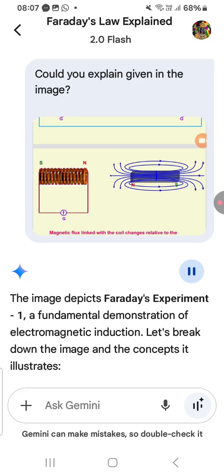The image depicts Faraday's experiment 1, a fundamental demonstration of electromagnetic induction. Let's break down the image and the concepts it illustrates.